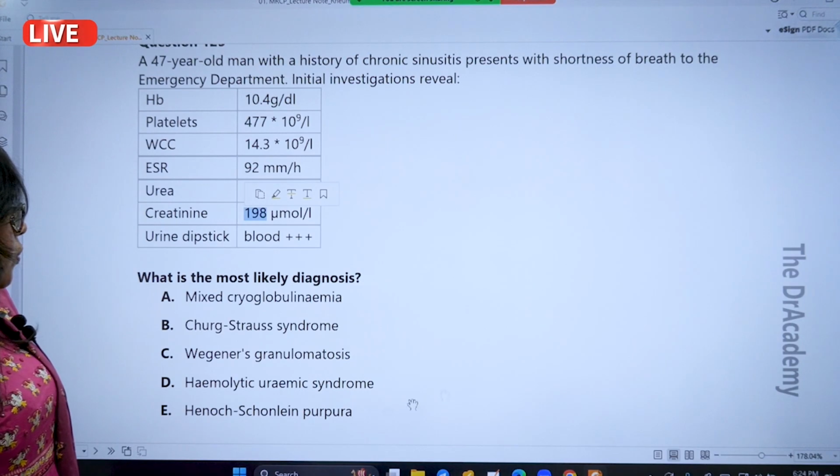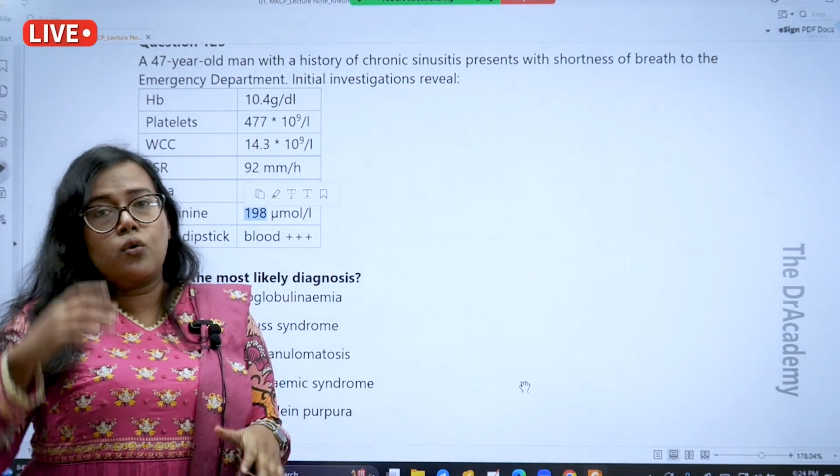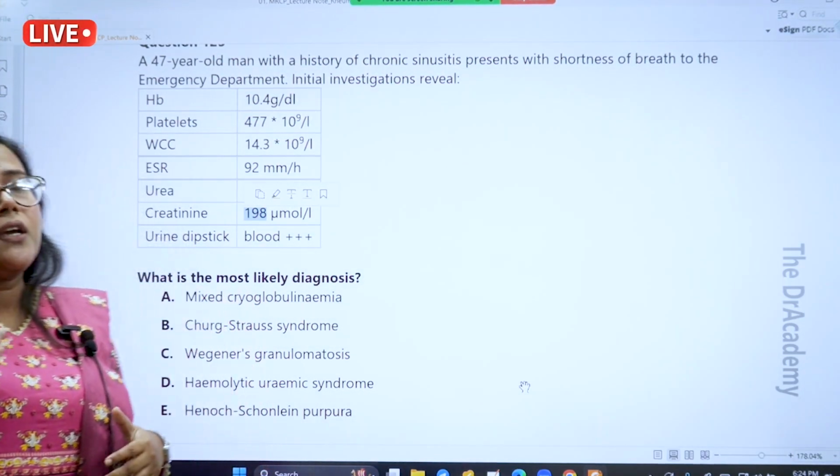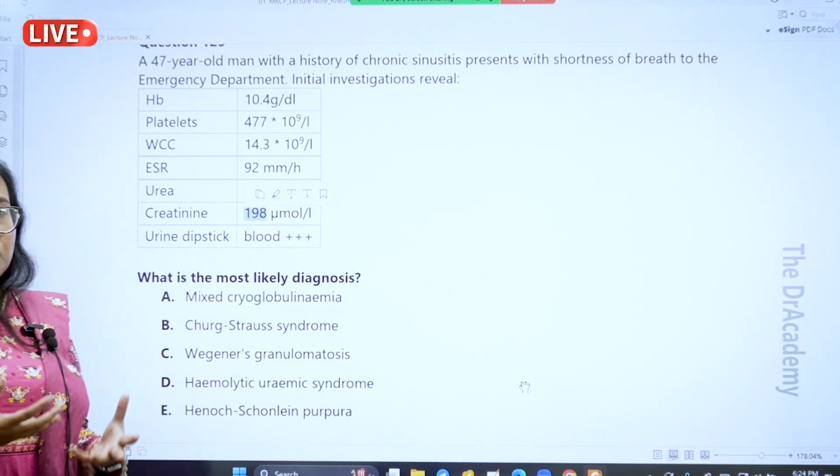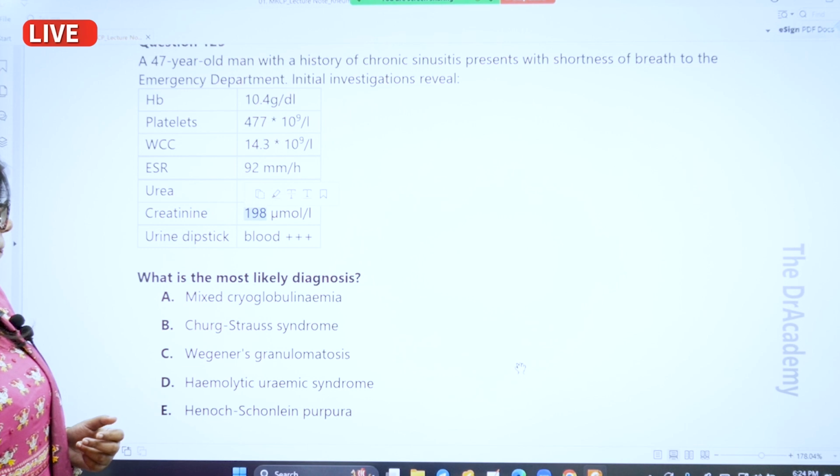And for Henoch-Schönlein purpura, usually there is a purpuric or palpable vasculitic skin rash in the buttock and lower extremity distribution. That's a more common finding, and abdominal pain and hematuria are relatively common.